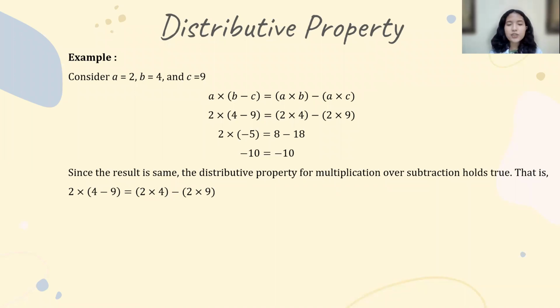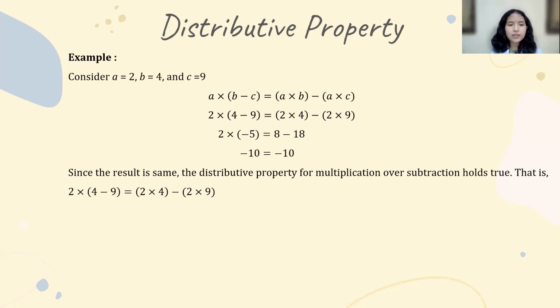We can substitute that into the formula, and it becomes 2 times the difference of 4 subtracted by 9 is equal to 2 times 4 subtracted by 2 times 9. 2 times negative 5 is 8 subtracted by 18. And then the result is negative 10 is equal to negative 10. We can conclude that since the result is the same, the distributive property for multiplication over subtraction holds true.